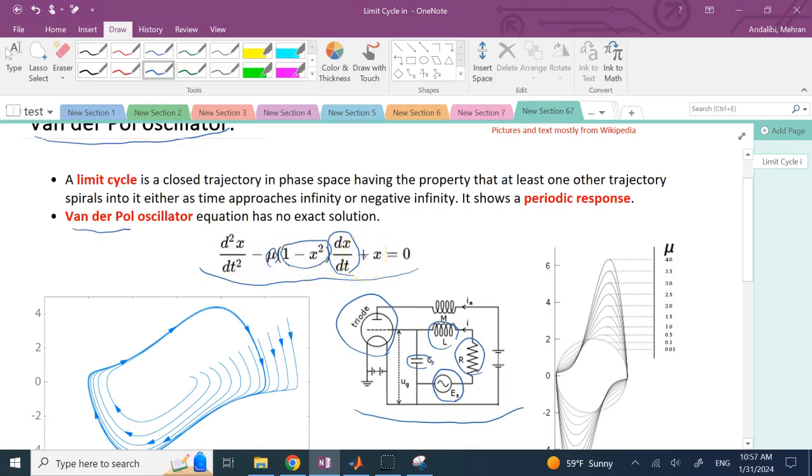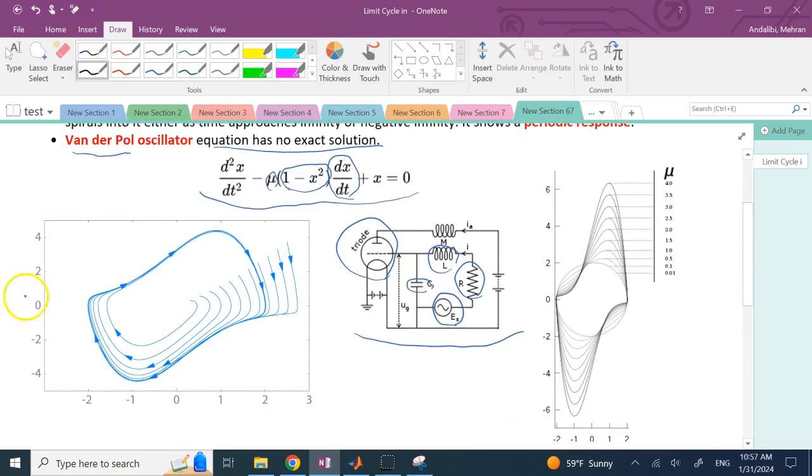And although the equation looks very simple, guess what? It does not have any exact analytic solution. Yet it has some interesting behavior. What is that?